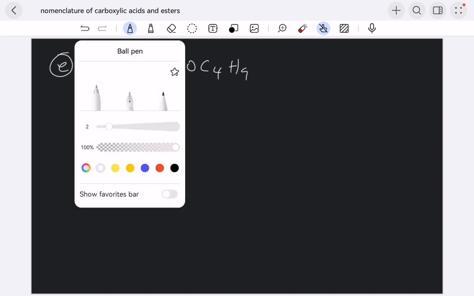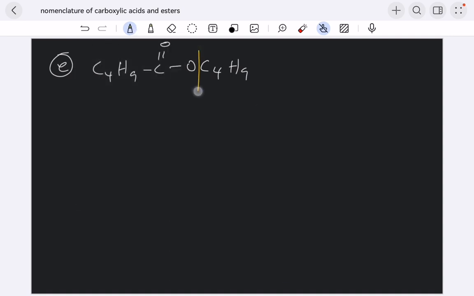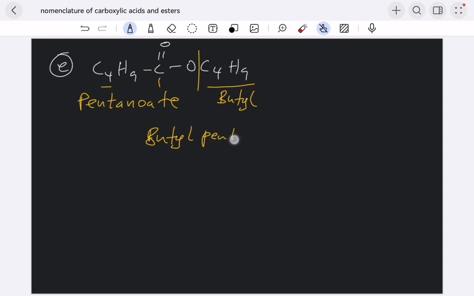Let's look at one last example. Let's say we have C4H9, and CO, then C4H9. Following the same rule, when we split here, this is 4 carbons, meaning it's a butyl. Then here it's 4 plus this one, 5, so 5 means pentanoate. So when we put it together, it's a butyl pentanoate.